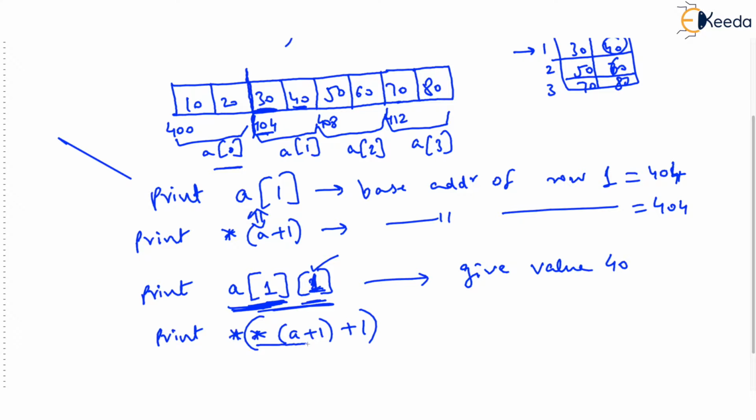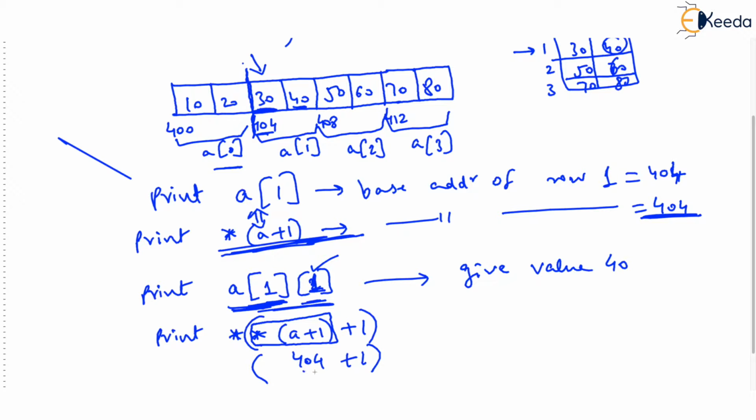*(A+1). First solve this portion. Oh, this is the same as this one. *(A+1) is the same as the base address of row 1. Just check, we have already written that. So this is going to give 404, because that's the base address of row 1, and we are adding 1 to it. Still we are on with this outer bracket.